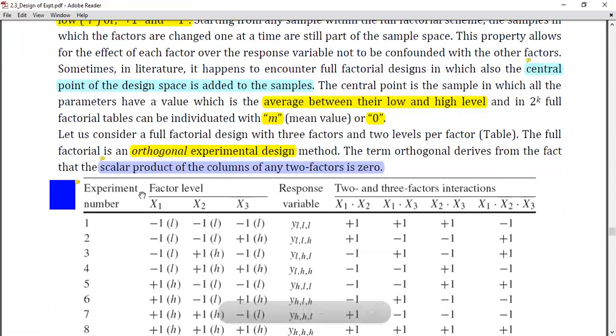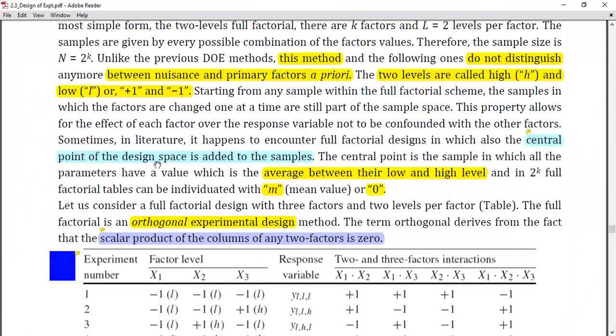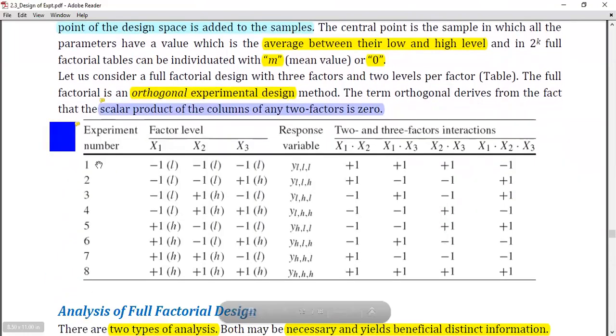In this case I have used 3 factors, and each factor has 2 levels, that is -1 and +1, -1 and +1, -1 and +1. So 2 power k, 2 power 3 factors, is 8. So the number of experiments involved here is 8. Now this is the experimental combination.